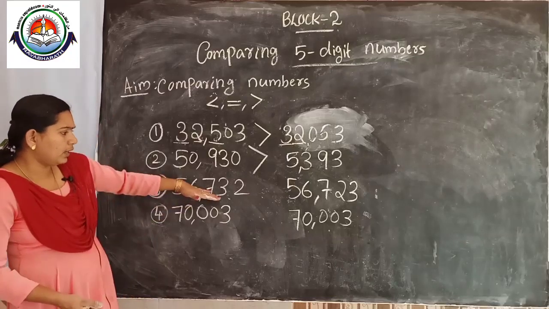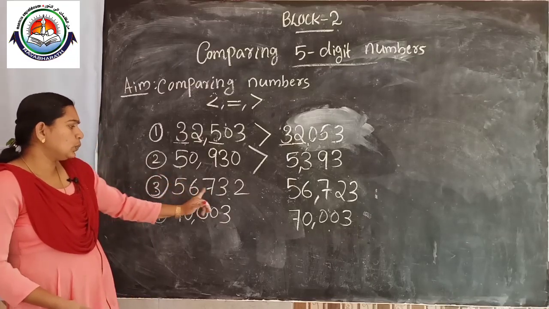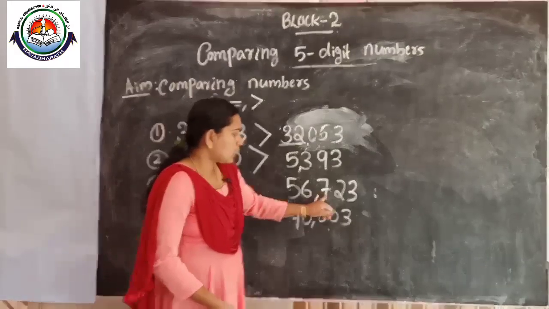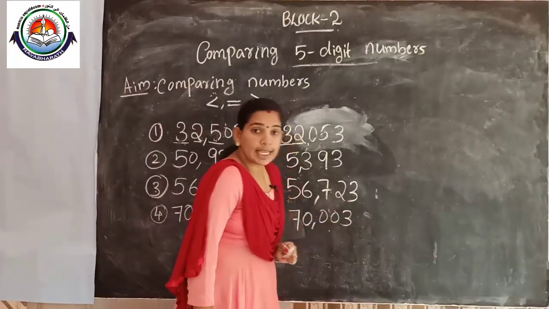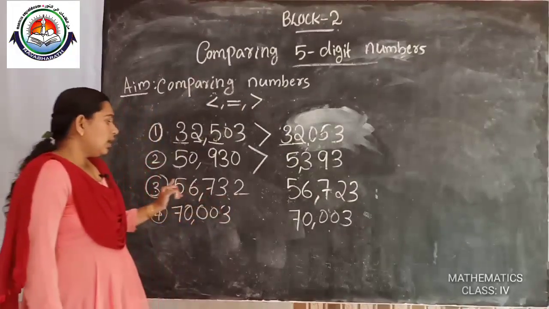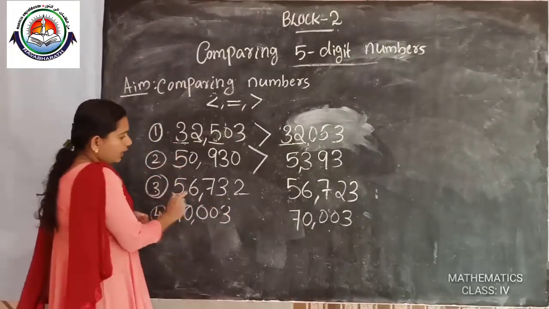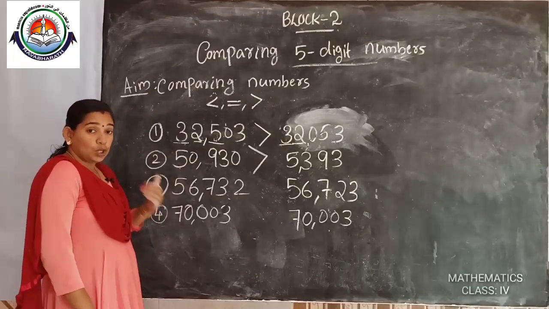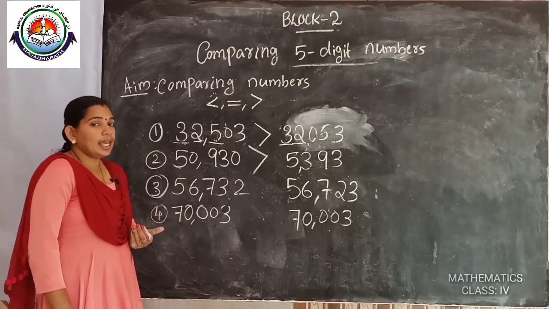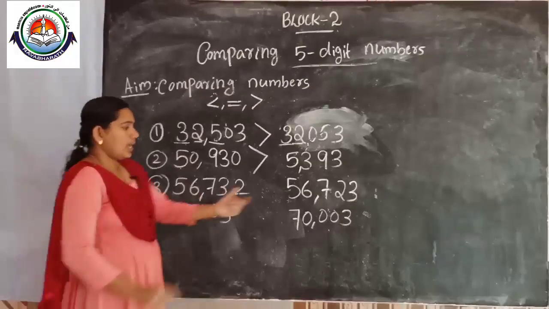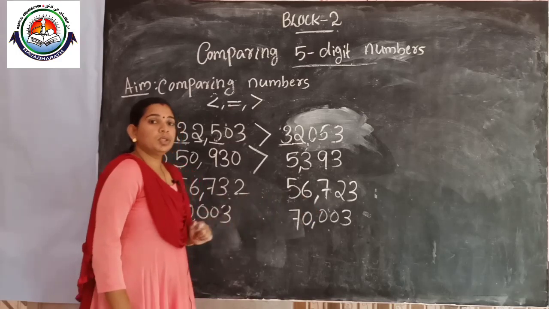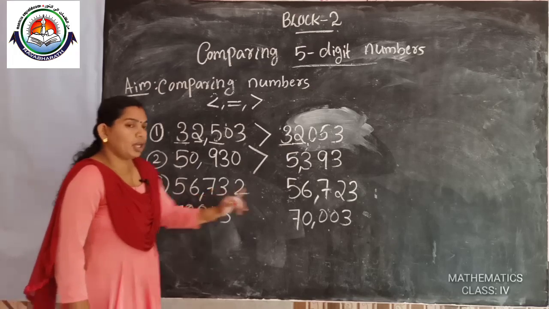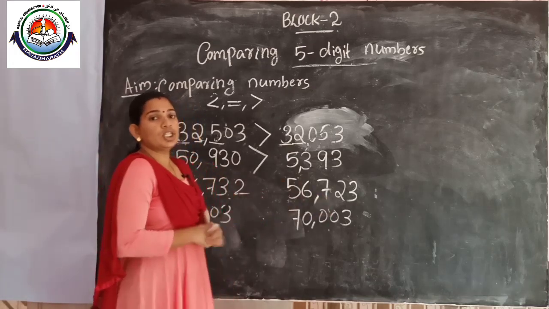Then here we will look at it. 1, 2, 3, 4, 5. Here also 5 digits. Here 1, 2, 3, 4, 5. The number of digits is equal. Then we will check the left side first number. Here 5, here also 5. Equal digits are there. Second, 6 and 6. Both also equal. Then third digits 7 and 7. Then third digit also equal.